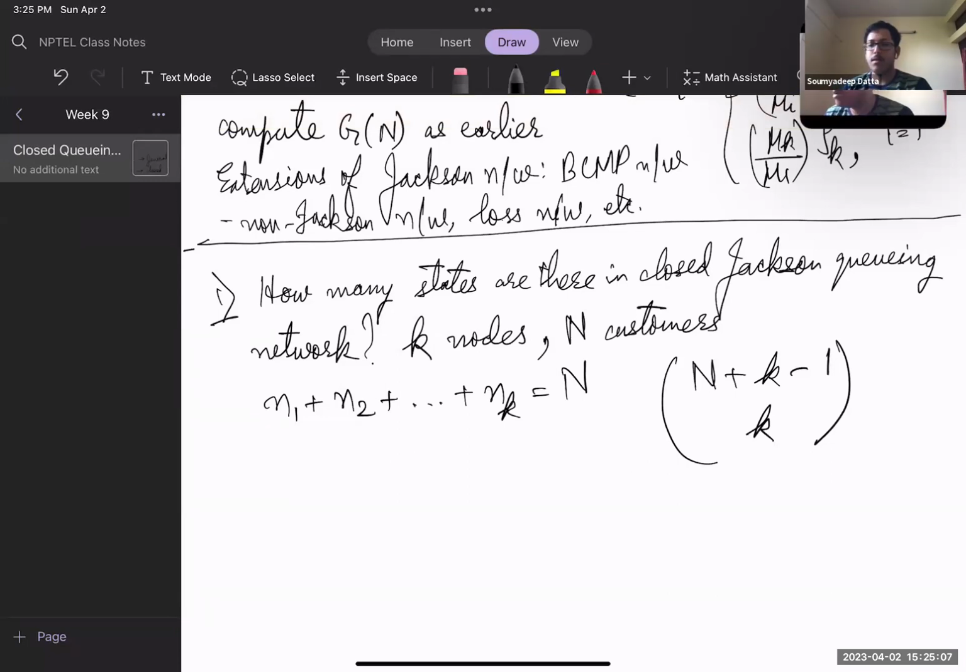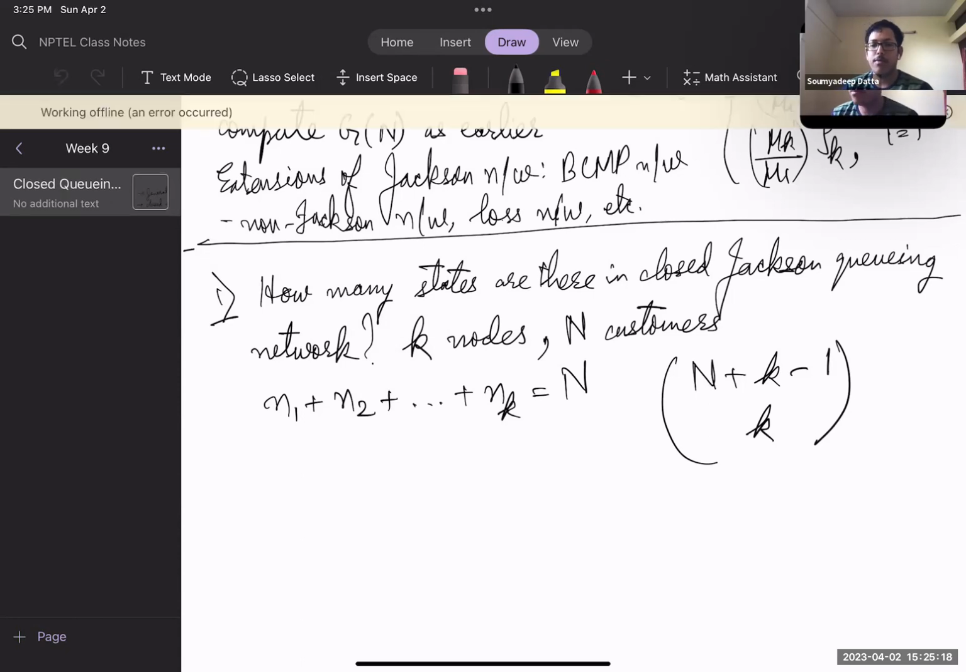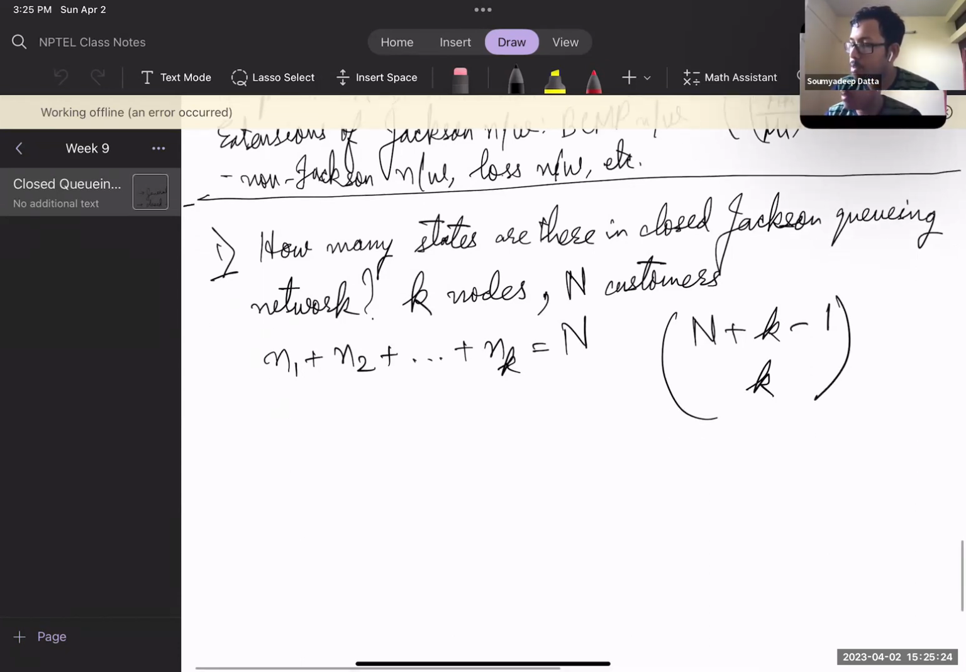Okay, I'm back. So this is a combinatorial problem. You can think about it. I don't want to get into details here, but this is the number of states that you can have. Then the second question here is... again a conceptual question.